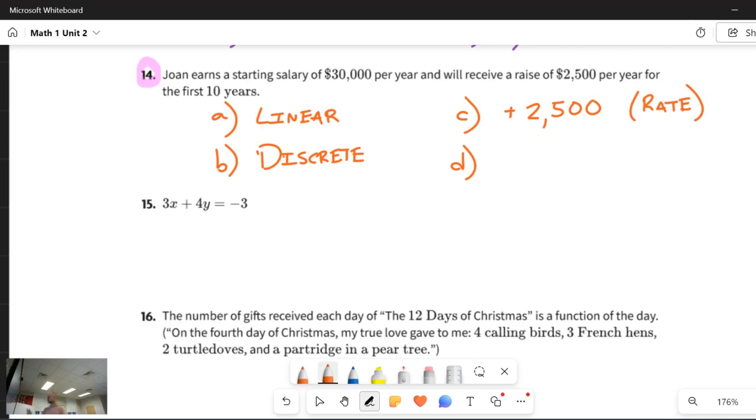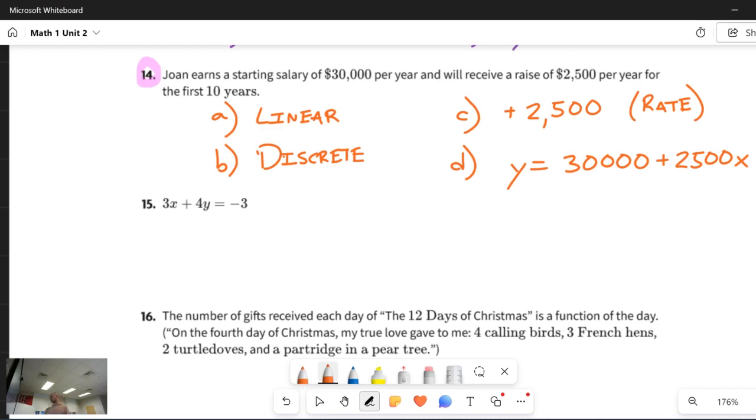Part D was asking us for an equation. This one's going to look as close to y equals mx plus b as possible, except it's going to be a little bit reversed. So we're going to say y is equal to her starting salary of $30,000 plus $2,500 for x number of years. So we're going to end up here with this equation. Yes, y equals mx plus b. We would flip those two and put the 30,000 at the end. Either way, it's going to be correct. We're just going to write it this way to keep things moving.